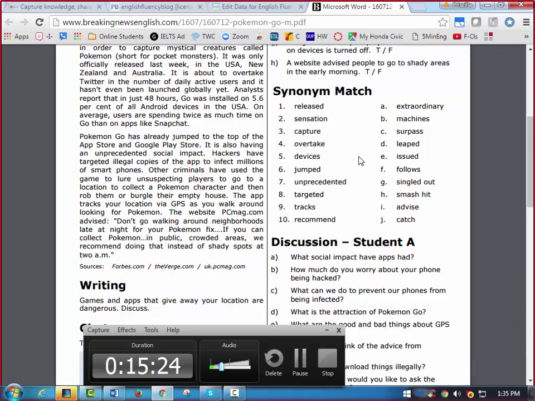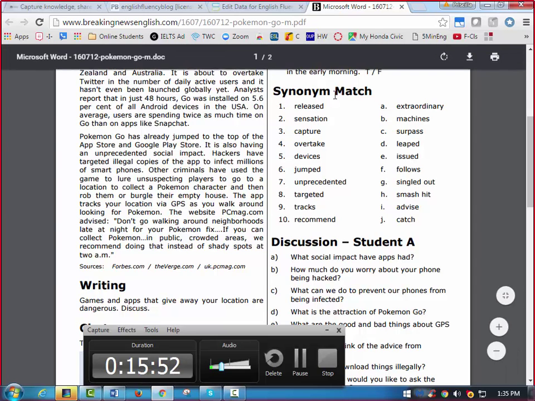Sensation is to, surpass, leap, issue, follow, single out, smash hit, advise, and catch. Sensation. I'll think about that one. What do you think it might mean? Capture? Leaped. No, I don't think that. Capture is to catch. Sensation is about something that you feel. It's a feeling. Extraordinary. Surpass, leaped, issued, follows, singled out, smash hit, advise, and catch.